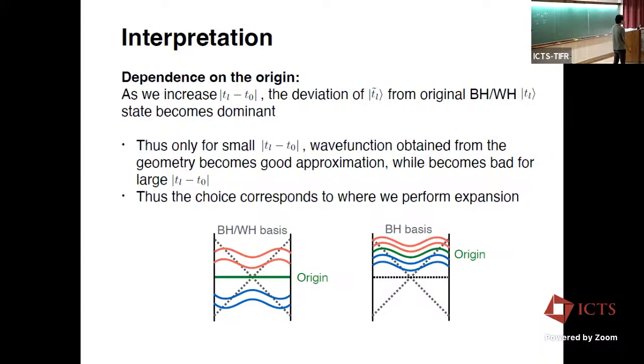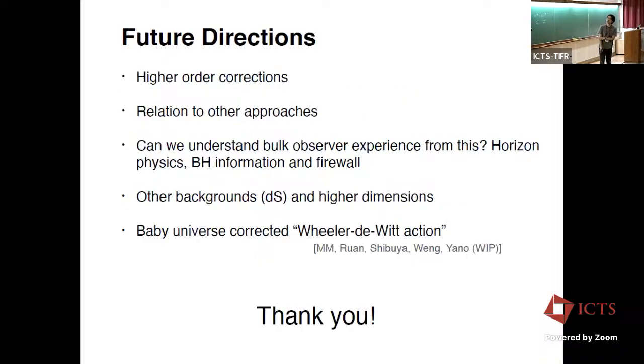But we have to note that as we increase the TL away from T0, because of the baby universe correction, this TL tilde state, which is a consequence of projection, is very different from the TL state. So the geometric interpretation is only good when TL is close to T0. So it is not immediately a contradiction. This is a schematic figure. So there are future directions, and yeah, I should stop.